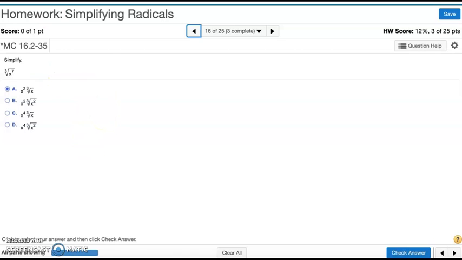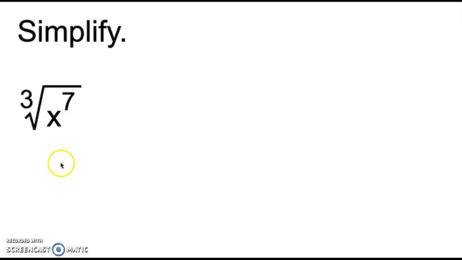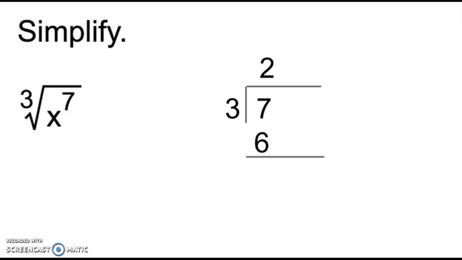Number 16 is asking you to simplify, and we have the cube root. So let's take a look at that. Now let's take the cube root of a variable with an exponent. You divide the exponent by 3, but we can't divide 7 by 3 evenly. So we need to figure out how to split this apart. To do that, divide 7 by 3 and see what the remainder is. 3 goes into 7 2 times, and 2 times 3 is 6, and then 7 minus 6 is 1. So we have a remainder of 1.